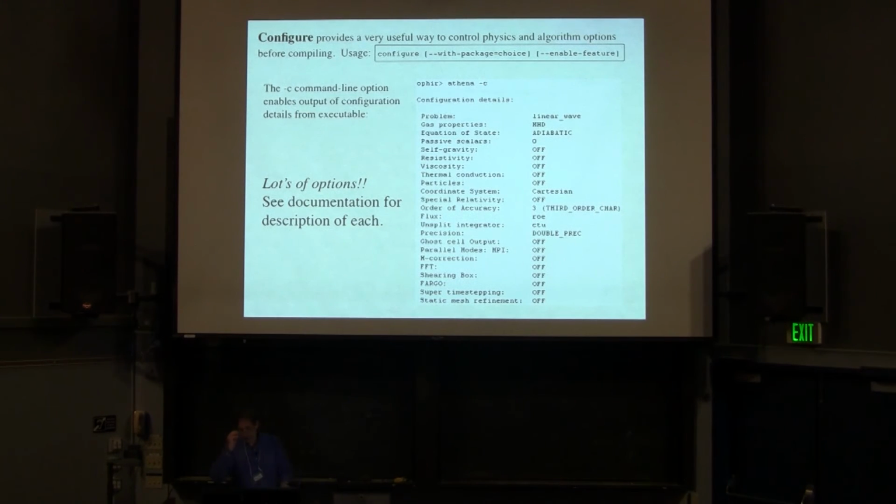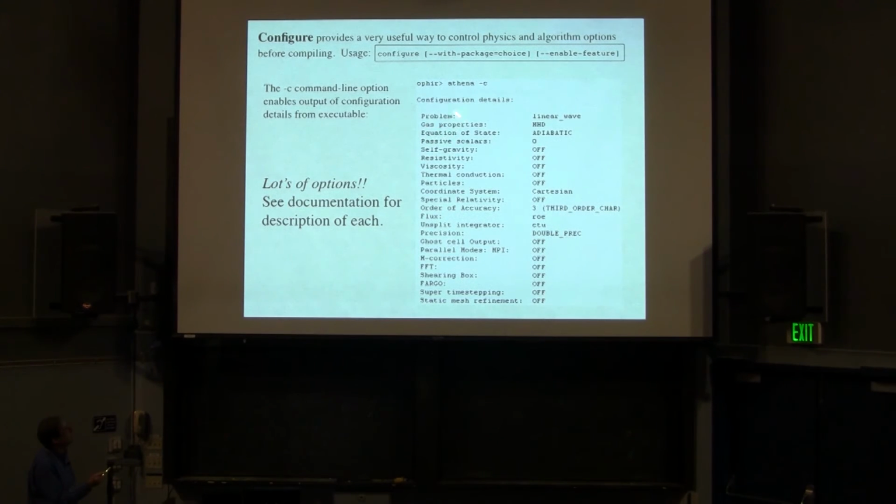So I use configure to handle all the different options that are in Athena. Whenever you want to set up a problem, the first command you type is configure with a bunch of options, with package equals a name, or with enable some feature. And if you just type Athena-C, it'll tell you all the different configure options that are available. And they control all the physics and algorithmic options.